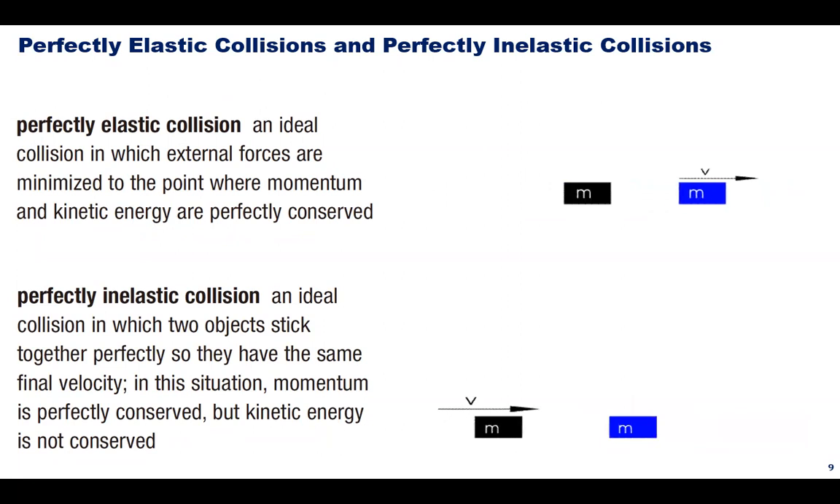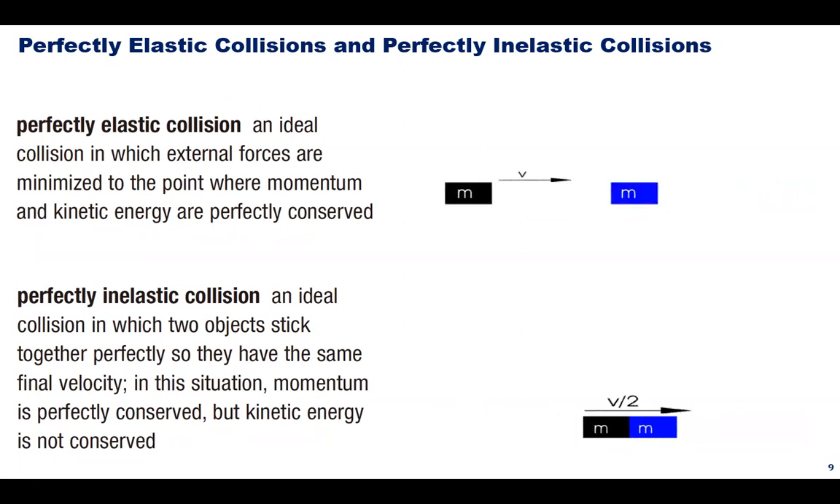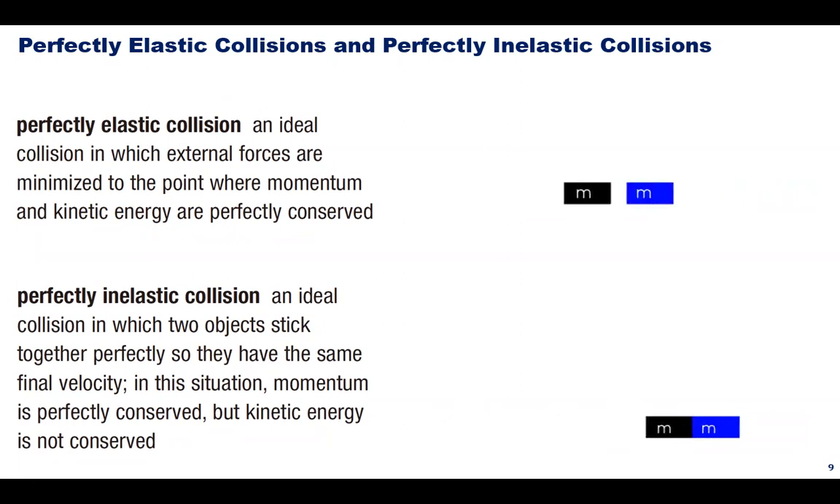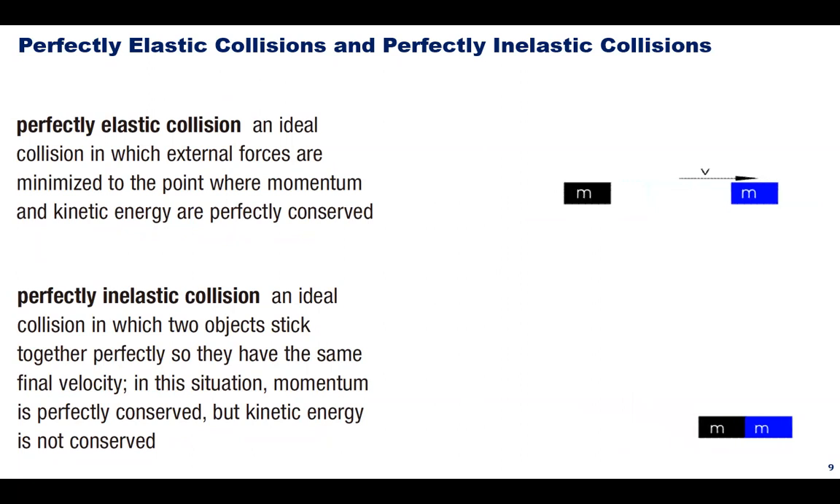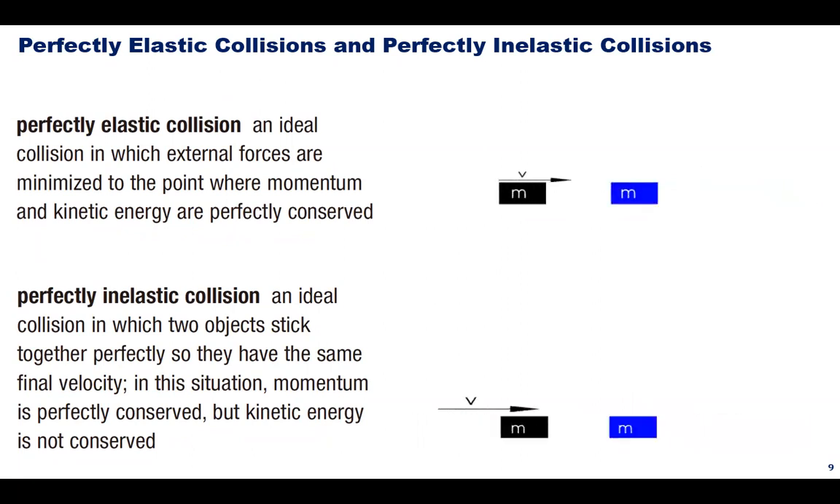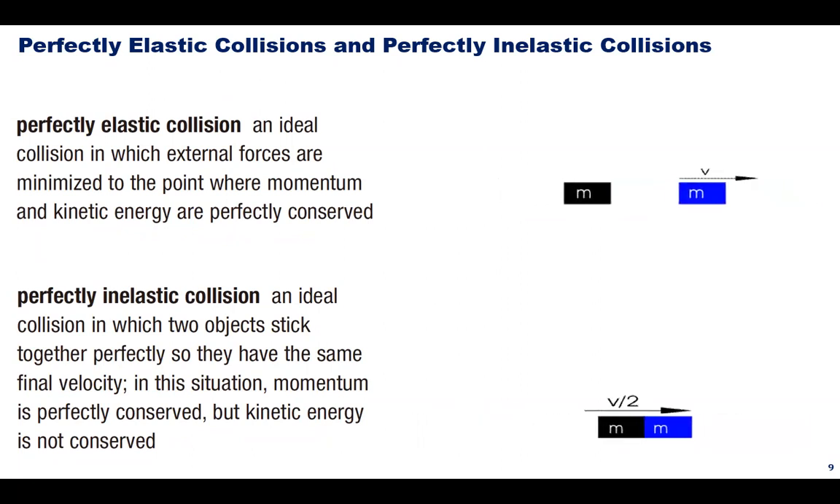On the other hand, a perfectly inelastic collision is one in which the two objects in a collision stick together after the collision, so that the objects have the same final velocity. Perfectly elastic and perfectly inelastic collisions occur in isolated systems in which the effects of friction and other external forces are negligible.